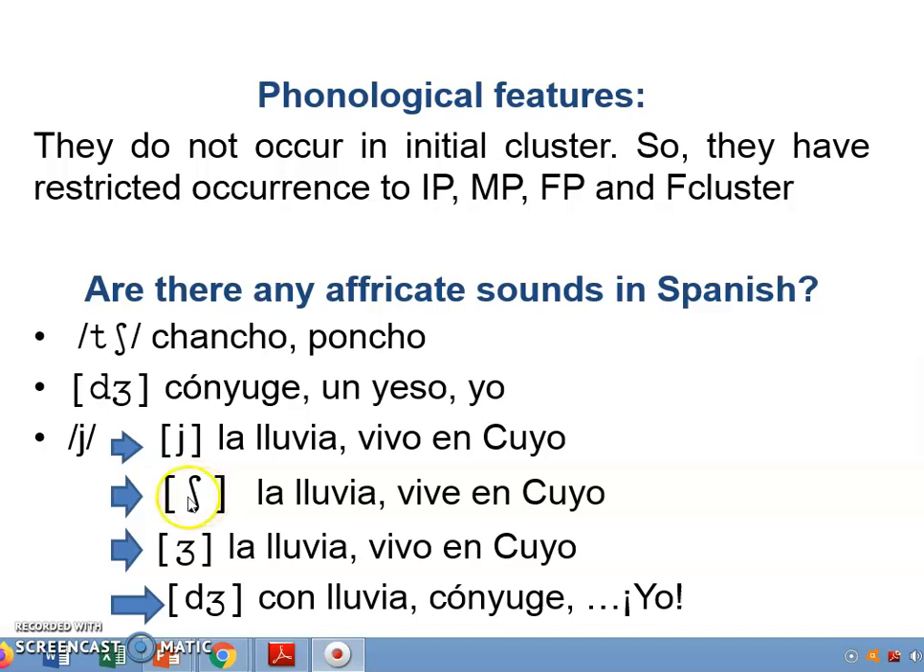Porteños speak like that. La lluvia vive en Cuyo. The j, la lluvia vivo en Cuyo, especially when it's preceded by a nasal, con lluvia, cónyuge, or in absolute initial position. ¿Quién quiere irse? Yo, right? So, we do have an affricate sound in Spanish, j, but it's an allophone, not a phoneme. An allophone of the palatal fricative, y.